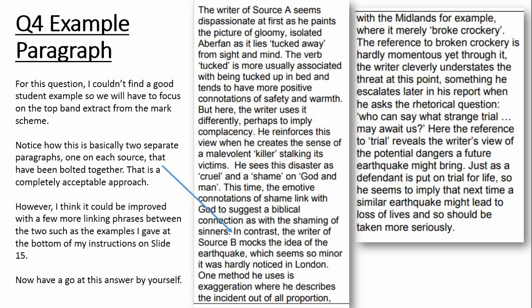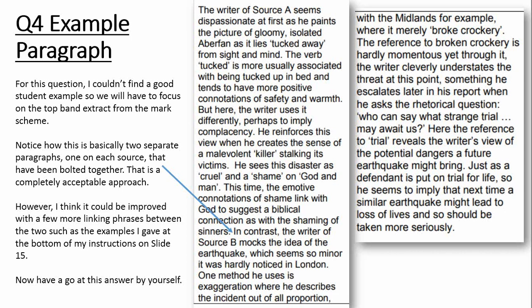It continues then with some more analysis. This time, the emotive connotations of shame linked with God suggest a biblical connection, as with the shaming of sinners. Now, you don't necessarily need to say much about that because that's quite a contextual point, but it does help to elaborate on what's being said. It now then, with that signposting phrase in contrast, moves on to talk about source B.